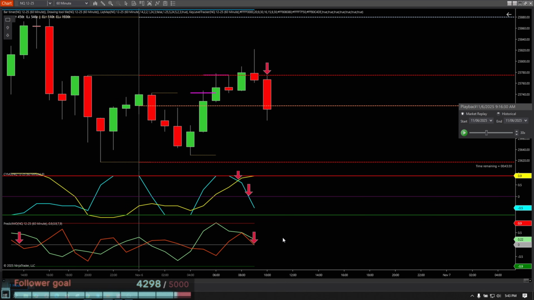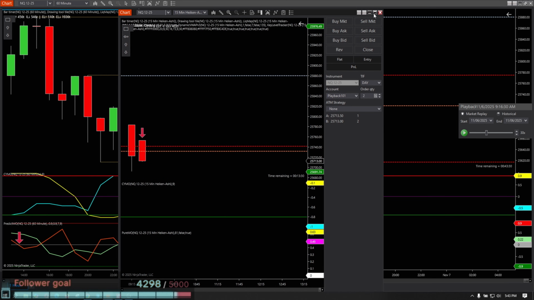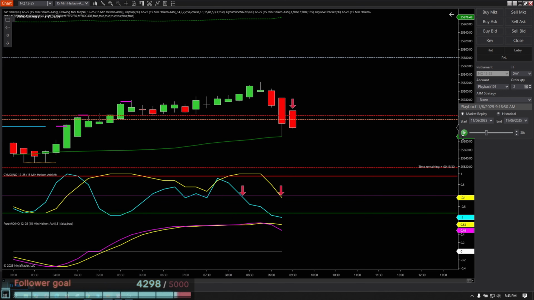If we go here to our 60-minute time frame, you're right here at the zero line, about to take off to the downside. And you're also right here, you've already crossed below the zero line. So this is all setting up to potentially go down, okay? So let's see what happens at the opening bar at 9:30.